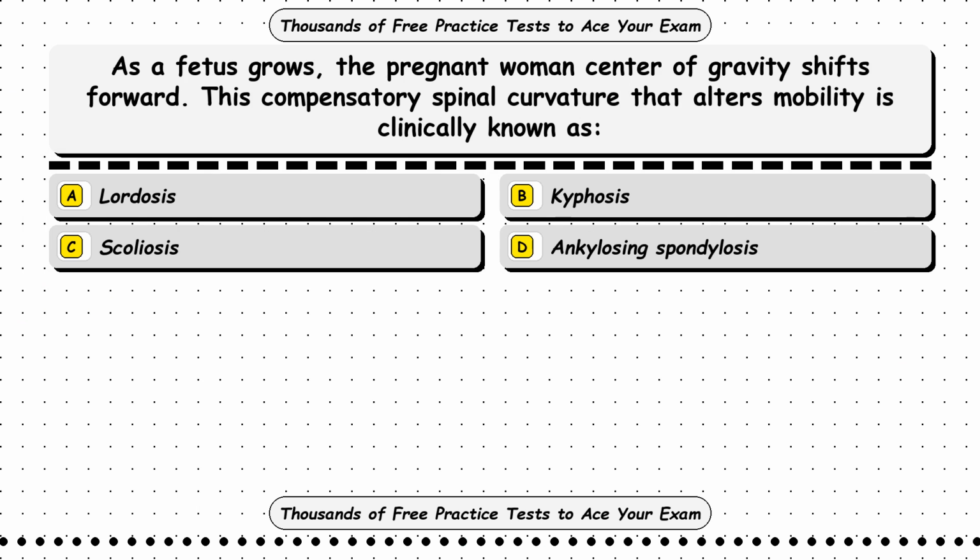Question 75. As a fetus grows, the pregnant woman's center of gravity shifts forward. This compensatory spinal curvature that alters mobility is clinically known as option A, lordosis, option B, kyphosis, option C, scoliosis, option D, ankylosing spondylosis.